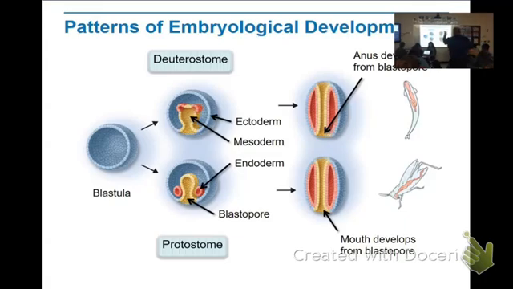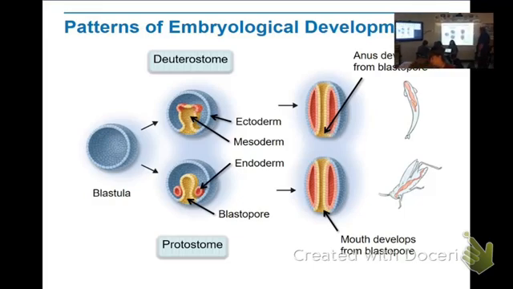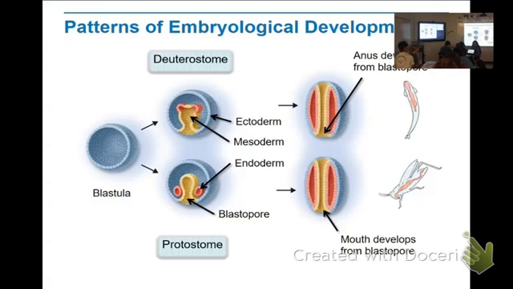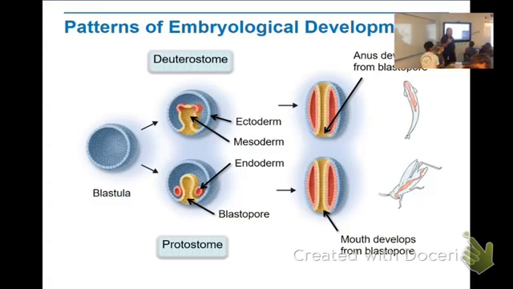So we look at those ectoderm, mesoderm, and endoderms to see how do these guys develop? How do they grow? And if they grow where that opening makes an anus, then it's called a deuterostome. If the opening makes the mouth, it's called a protostome. Now, are you going to remember all that? No. It'd be awesome if you could just hear it and talk about it and remember it.